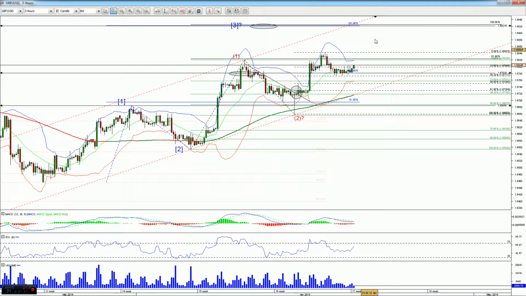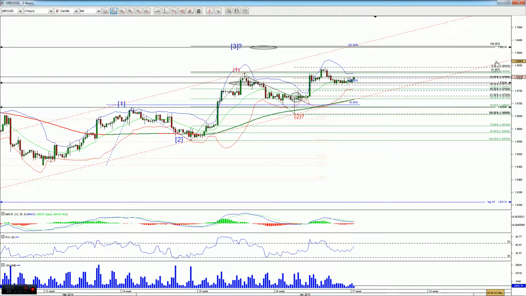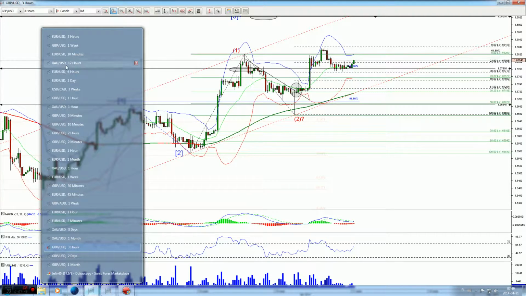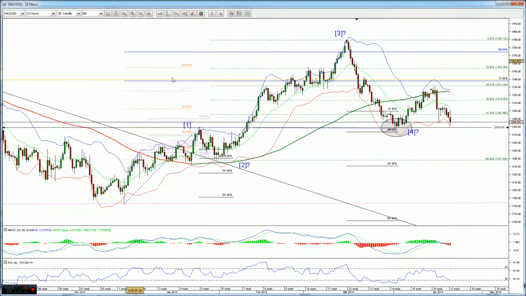This can give us a target for a third wave. Yeah, this can be still developing. Good. Okay, a quick look at the gold market.